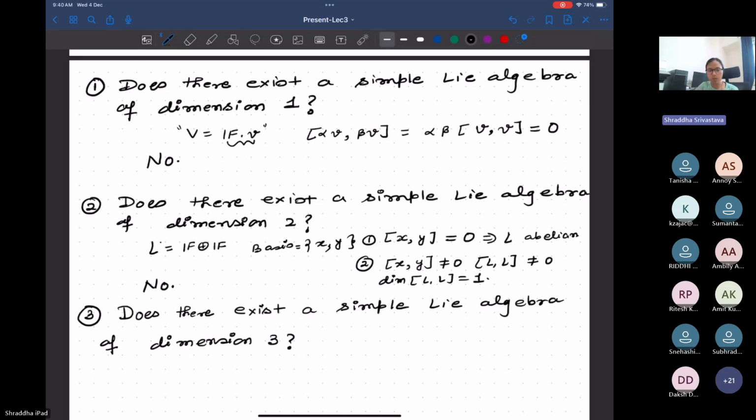Okay, so we move on to 3. Do you know any simple Lie algebra of dimension 3? SL2C, very good. Sorry, I should be consistent with the notation. Ritesh did this elaborately in yesterday's tutorial: SL2C is a simple Lie algebra and its dimension is 3. So at least we have one example to begin with.